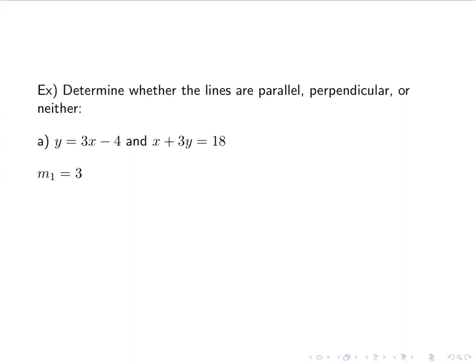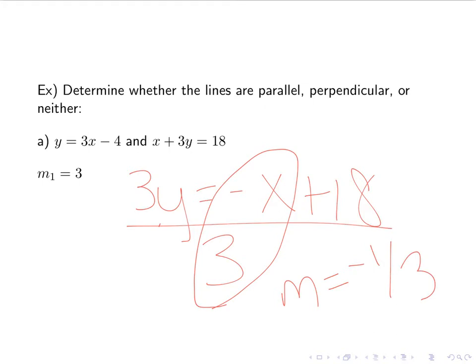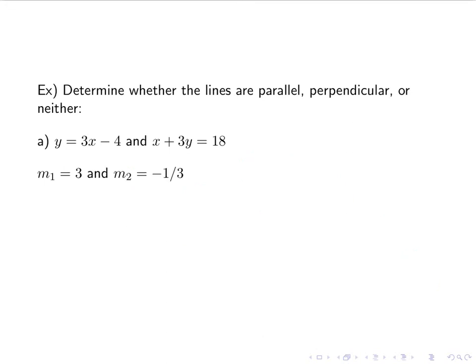For the second equation, we're going to have to put it into slope-intercept form in order to find the slope. So the first thing I'm going to do is subtract the x. And then we want to get rid of the 3. So I don't have to do out this whole thing. Remember, all I care about is the slope, so I just need to know what the coefficient of x is going to be. So my variable part is going to be negative x over 3, which means the slope is negative 1 over 3. So I don't really care about taking the 18 and dividing it by 3. I don't care about the b. All I really want is the slope, my m. So m2 is negative 1/3.